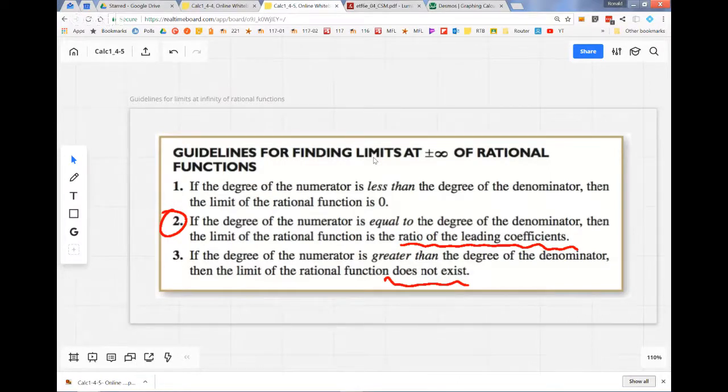And then rule 3, if the degree of the numerator is higher or greater than the degree of the denominator, then the limit's going to be infinity. Now, they say it doesn't exist. Because if you say the limit of that is infinity, aren't you saying there is no limit? The limit is infinity. That's saying it goes infinitely high. Oh, there's no limit. So ironically, there's two ways to say this. Okay?